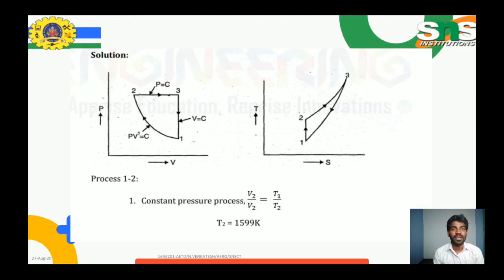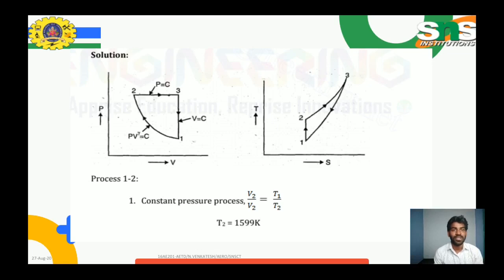This is the PV and TS diagram of our given problem. Here, process 1 to 2 is an adiabatic process, process 2 to 3 is a constant pressure process, and process 1 to 3 is a constant volume process. Similarly, the TS diagram shows the processes 1 to 2, 2 to 3, and the final one is 3 to 1.